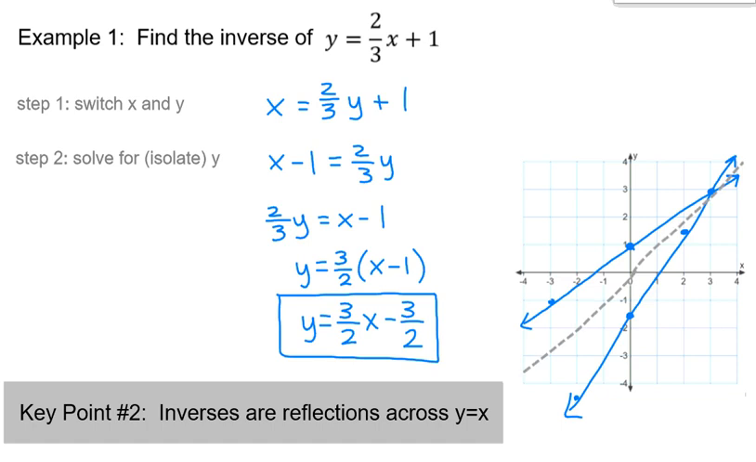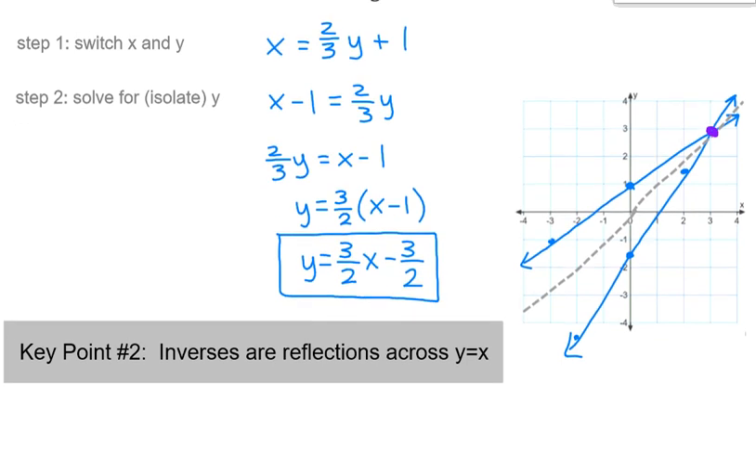And notice that the point of intersection of the two lines also falls on the line y equals x. So if inverses intersect, they don't always, but if they intersect, they will intersect along that reflection line. So key point number 2, inverses are reflections across y equals x.